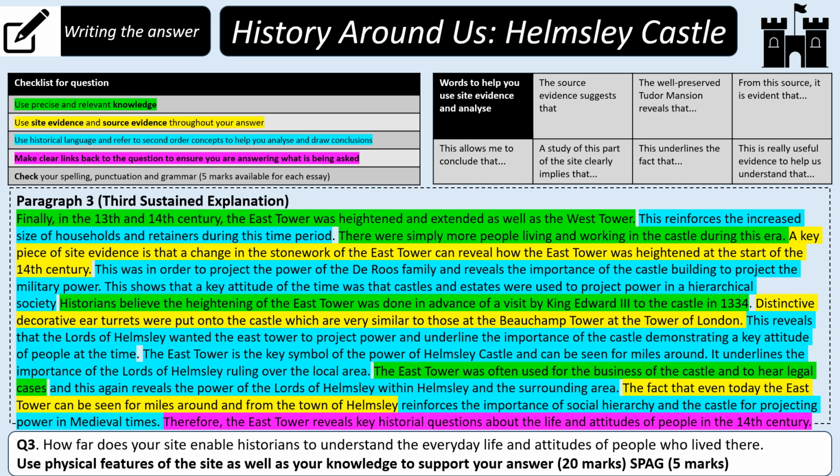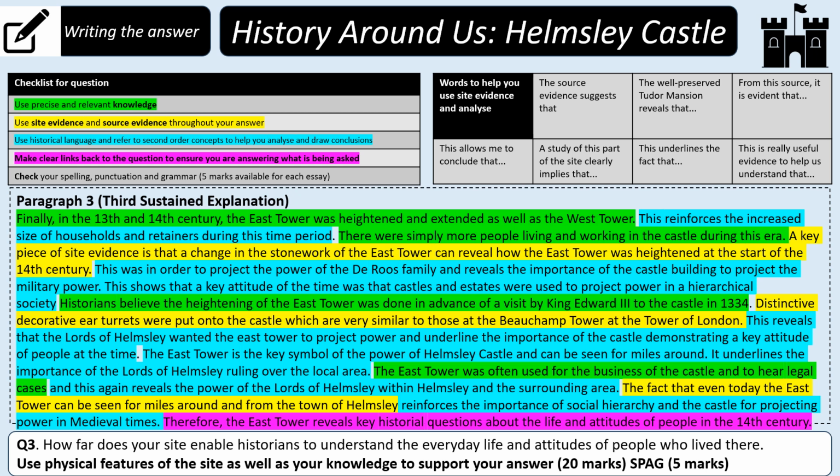Historians believe the heightening of the East Tower was done in advance of a visit by King Edward III to the castle in 1334. Distinctive decorative ear turrets were put onto the castle, which are very similar to those at the Beauchamp Tower at the Tower of London. This reveals that Lords of Helmsley wanted the East Tower to project power and underline the importance of the castle, demonstrating a key attitude of people at the time.